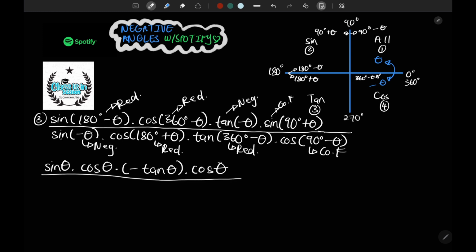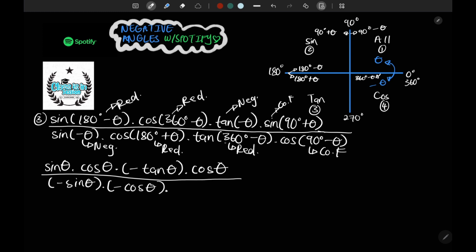Now let's go to the denominator. We have sine negative theta. Let's look for negative theta on a cast diagram. There's negative theta. It's in the fourth quadrant where sine is negative, so your answer should be negative sine theta. Times cos 180 degrees plus theta. Let's look for 180 degrees plus theta on a cast diagram. There's 180 degrees plus theta. It's in the third quadrant where cos is negative, so your answer should be minus cos theta.